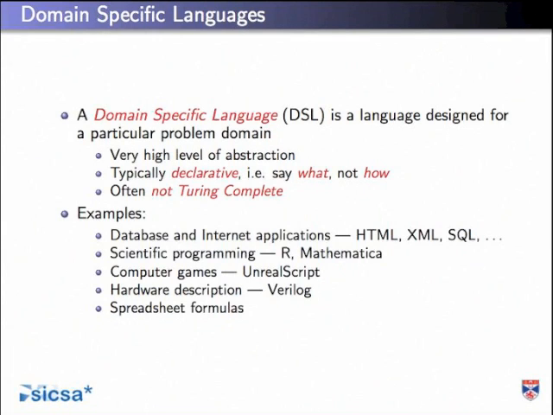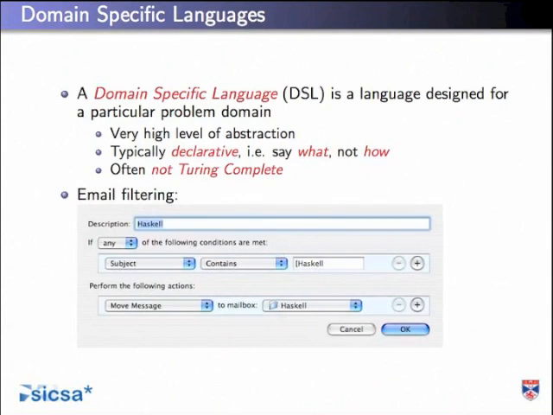So a few examples. You've all programmed in a DSL, of course. Database applications, HTML, R, Mathematica, if you're doing scientific programming. UnrealScript, quite a while ago now, a domain-specific language for a particular computer game. Also, I reckon this is a kind of domain-specific language.